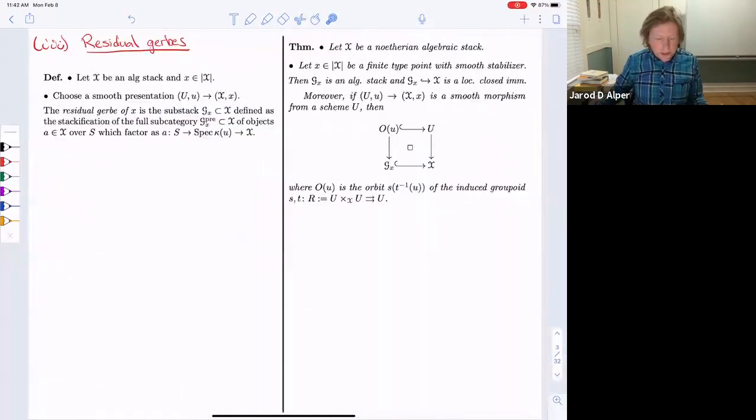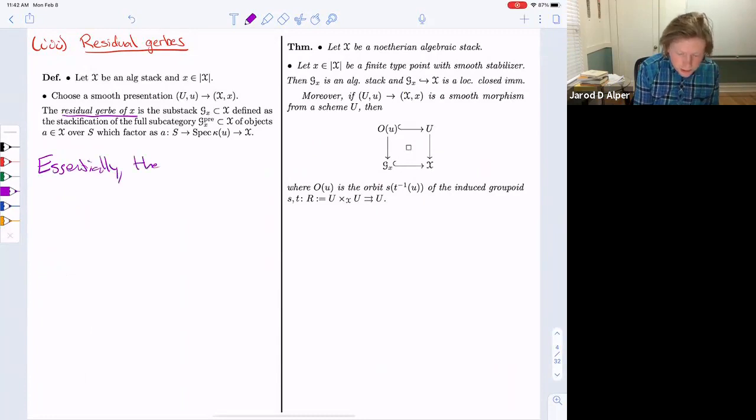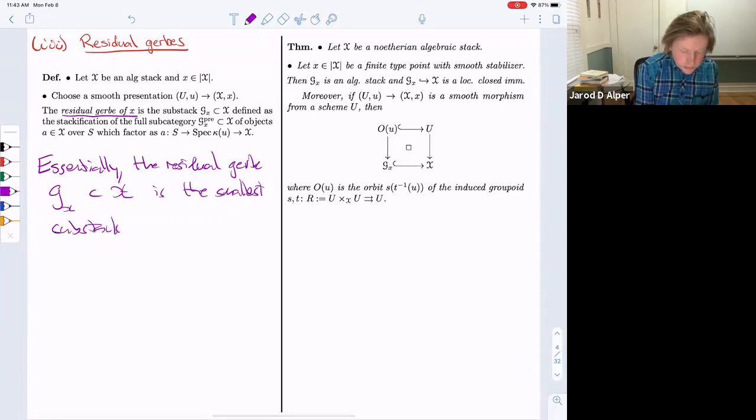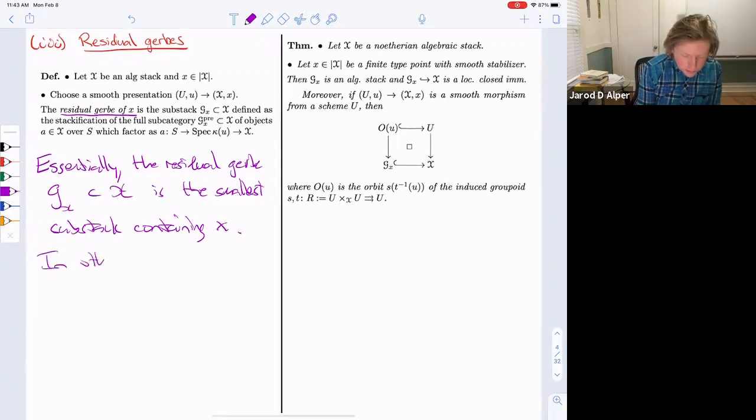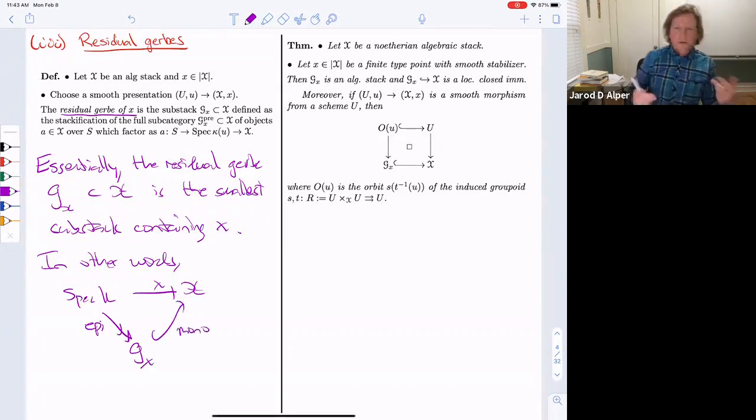And then we introduced the notion of a residual gerb, which I've again included formally here. But instead of reading this, just think of it essentially as the residual gerb, denoted by G_X, a substack of X, which should be the smallest substack containing the point X. Or in other words, we have a unique factorization of a field-valued point as an epimorphism into the residual gerb followed by a monomorphism. And this satisfies the corresponding universal property.